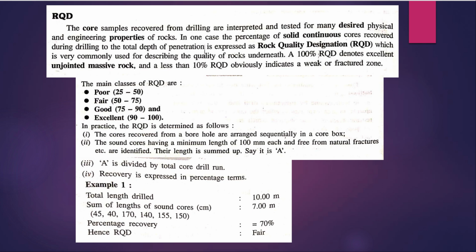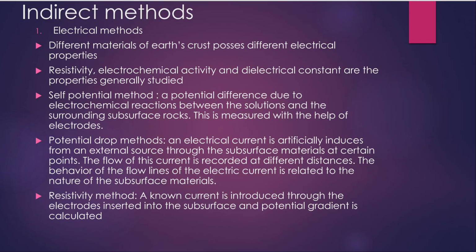Now let's see the different types of indirect subsurface investigation methods. So the first method that comes under the category of indirect methods is electrical methods. Different materials of Earth's crust possess different electrical properties. Resistivity, electrochemical activity and dielectric constant are the properties generally studied. So, different types of rocks have different electrical properties. So the properties usually considered are the resistivity, electrochemical activity and dielectric constant.